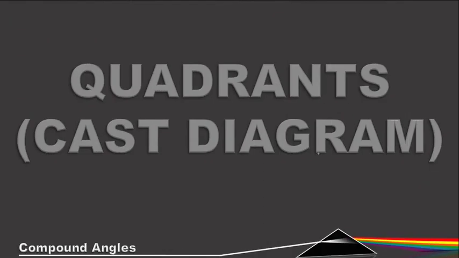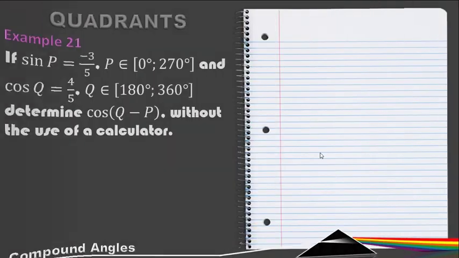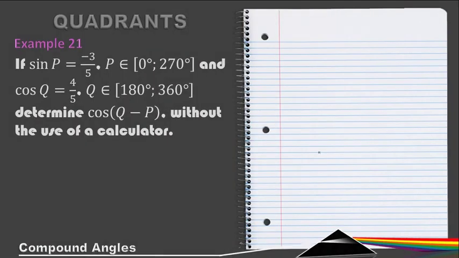Let's look at doing calculations in quadrants using the CAST diagram. Right, so for example 21, it says if sine p is negative 3 over 5, p is an element of from 0 degrees to 270 degrees included, and cos q is 4 over 5, q is an element of from 180 degrees to 360 degrees included. Determine cos of q minus p without the use of a calculator.